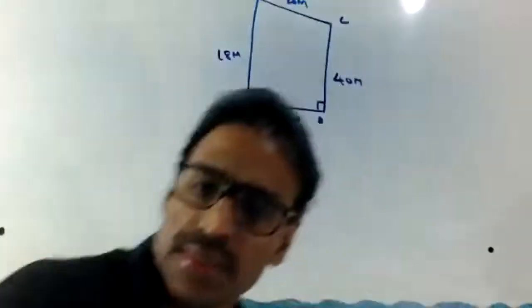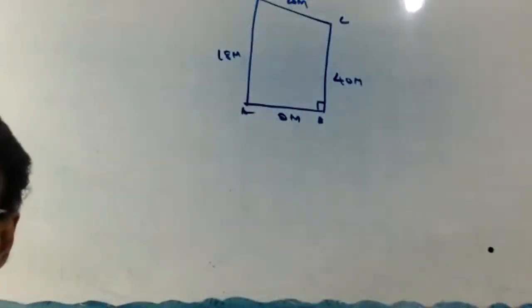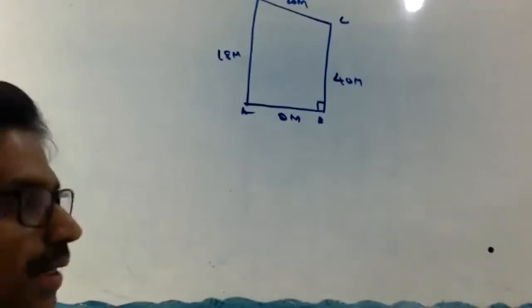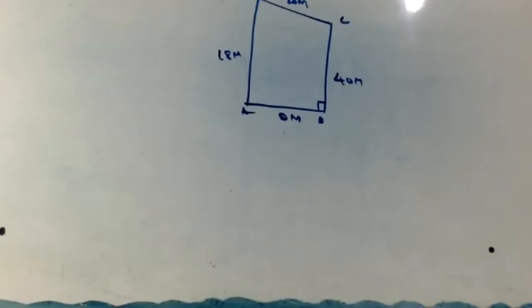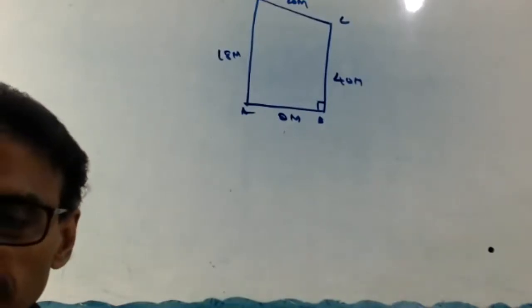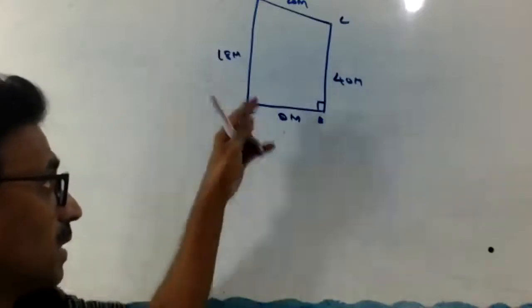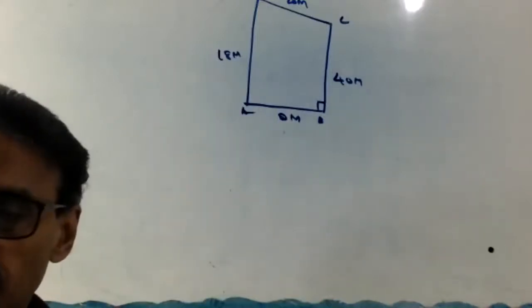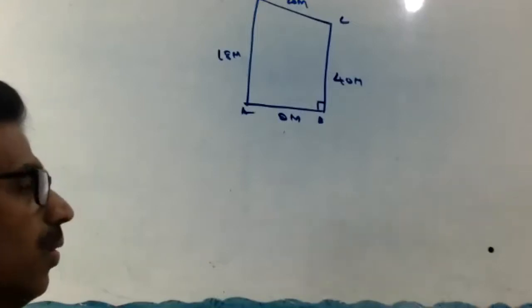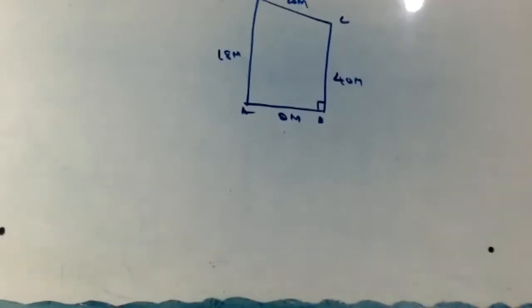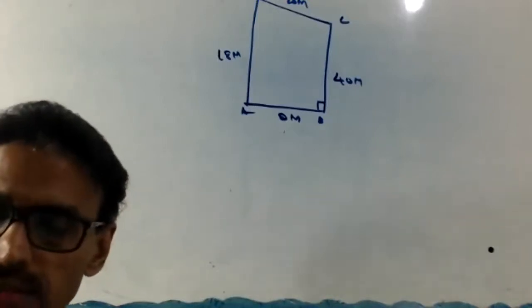Okay, look at here. First side is 9 meter, second side is 40 meter, third side is 28 meter, and fourth side is 15 meter. So how to find it? The angle between the first two sides is a right angle.